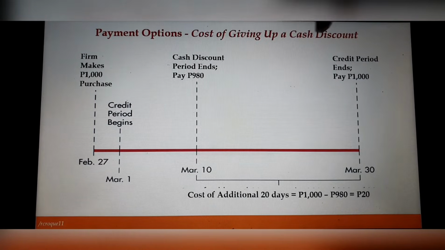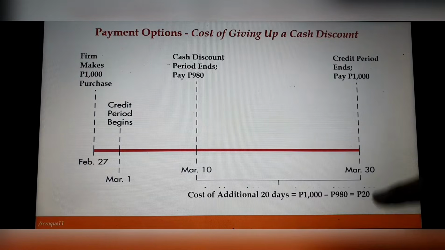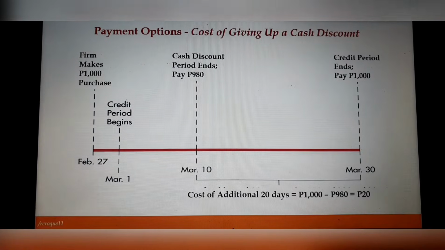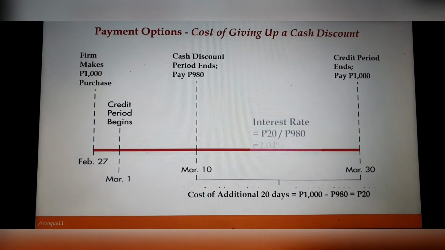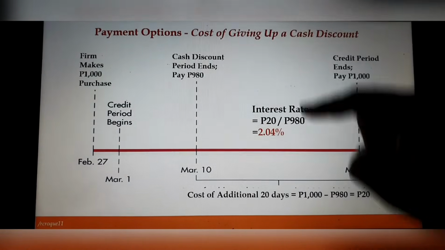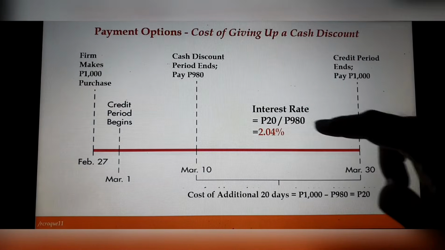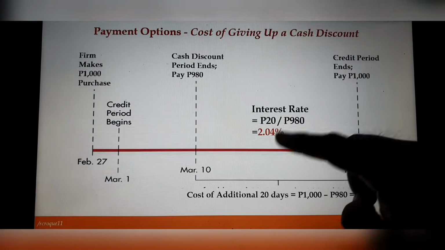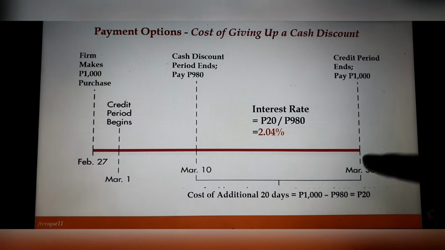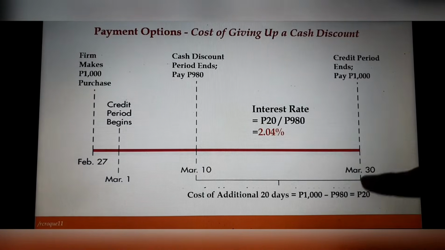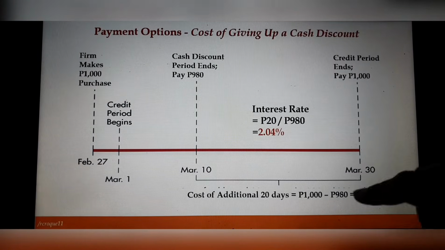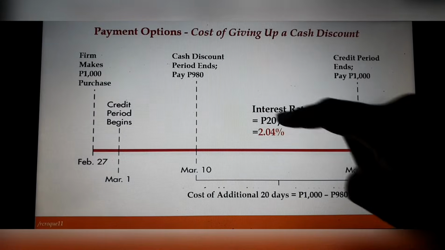The cost of giving up the discount is actually the extra amount that we paid. Kasi we make use of the time. So that is 20 pesos. Kaya naman, if we compute, ano ba yung naging interest rate or cost natin of giving up the discount? That is actually 20 over 980. So, 2.04%. But, take note, the 2.04% is just for the 20 days na period na dinelay natin yung payment. So, ang kapalit ng 20 days na delayed payment is 20 pesos.